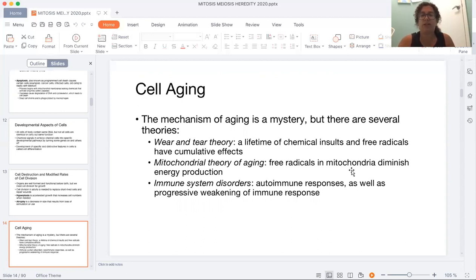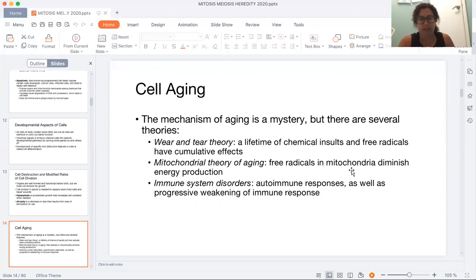The mitochondrial theory of aging is that these free radicals are in the mitochondria. Remember that mitochondria are the powerhouses of our energy, and they diminish energy production. A big thing in naturopathic medicine for longevity health is the idea that we fuel the mitochondria with mitochondrial support in the hopes that it will help slow down aging.